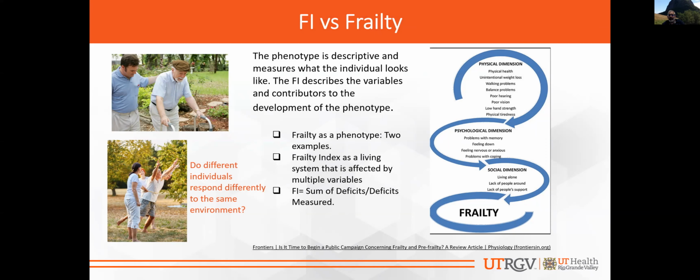If you look on the right, the Frailty Index looks at physical health, unintentional weight loss, problems with memory, feeling down, living alone, and it is the sum of deficits divided by the deficits measured. One of our questions is, do different individuals respond differently to the same environment?